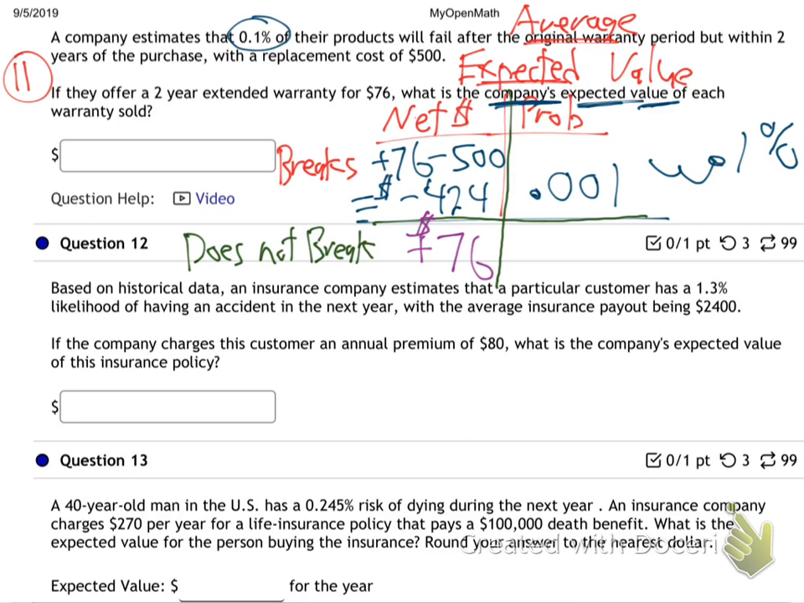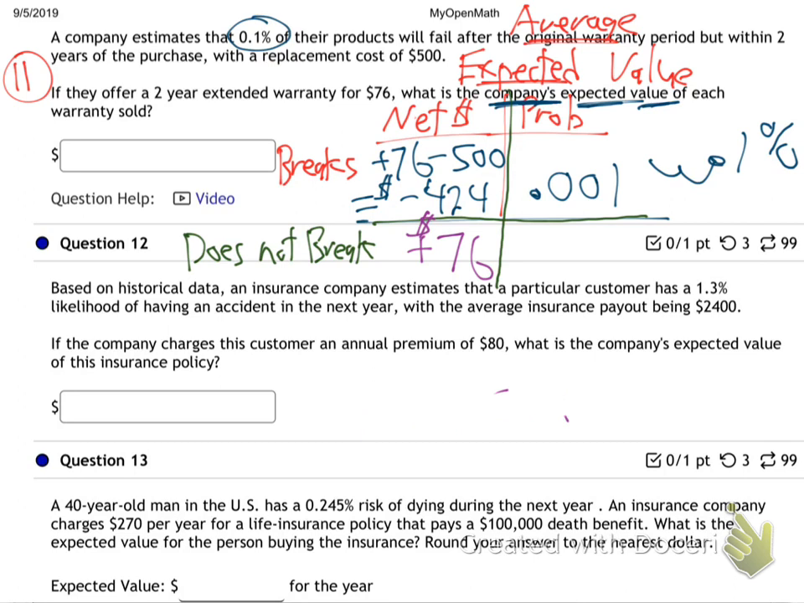So if there's a 10% chance of rain tomorrow, what's the chance it will not rain? If there's a 1% chance of rain tomorrow, what's the chance it will not rain? 99%. If there's a 0.1 chance of rain tomorrow, what's the chance it won't? 1 minus that. So in this case, it's 0.001.